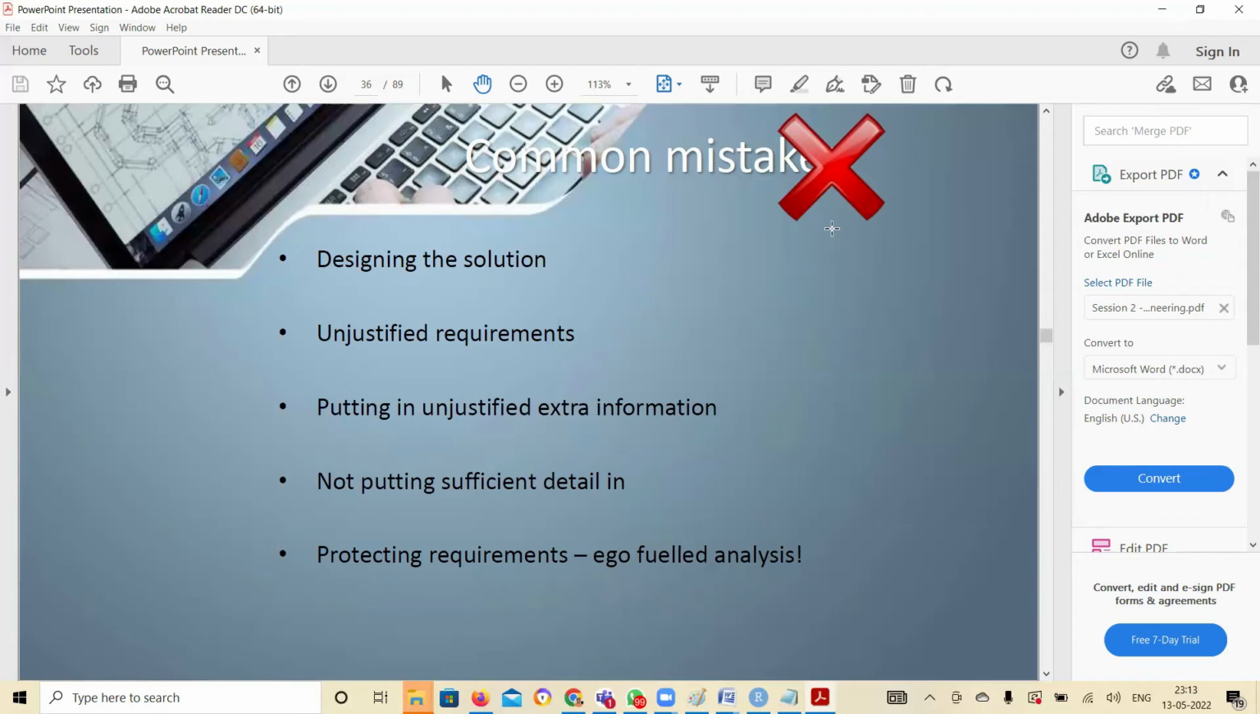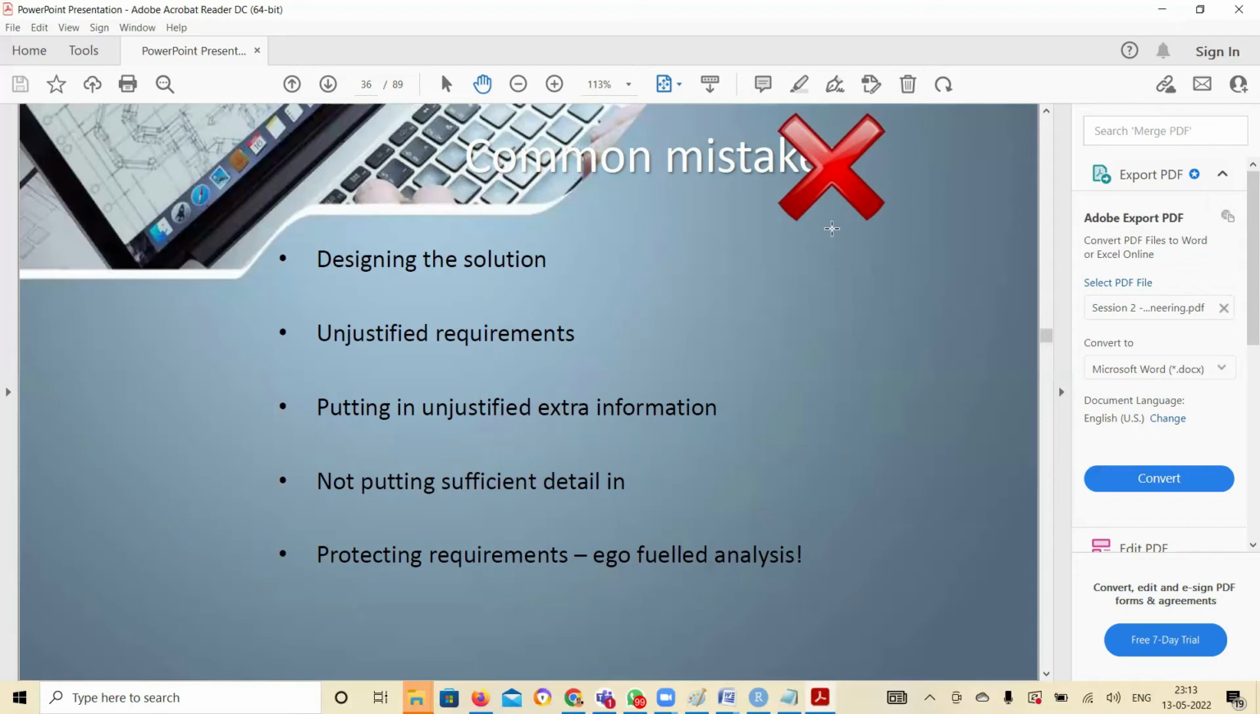And prioritizing requirements. What is prioritized is important. What is not prioritized should not be there. Just because you did it, you have this ego that, it's my requirement, it has to be there. No, that's not the case. If it is important, prioritize it, only then it should be in the list. Okay. So these are the common mistakes that we make.